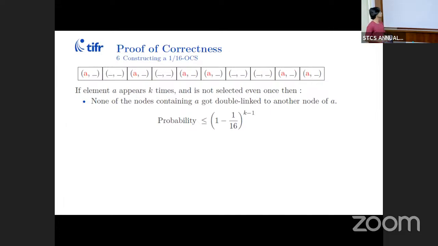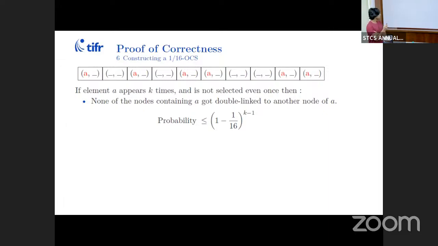And I would have liked to say that, oh, these are independent k minus 1 choices, and hence this is (1 minus 1/16) to the power k minus 1. But these are not independent. However, what is true is that they are negatively associated. If the second time that A appears, this node is not doubly linked to this node, it only increases my chances of being doubly linked to the next node. So this negative association still allows me to write this inequality.